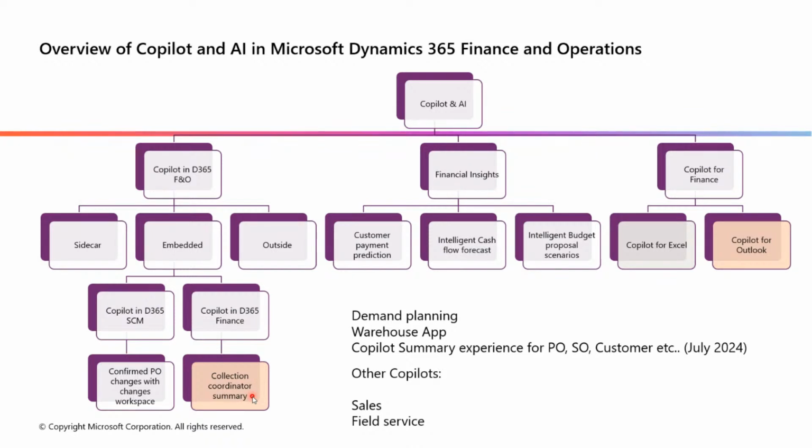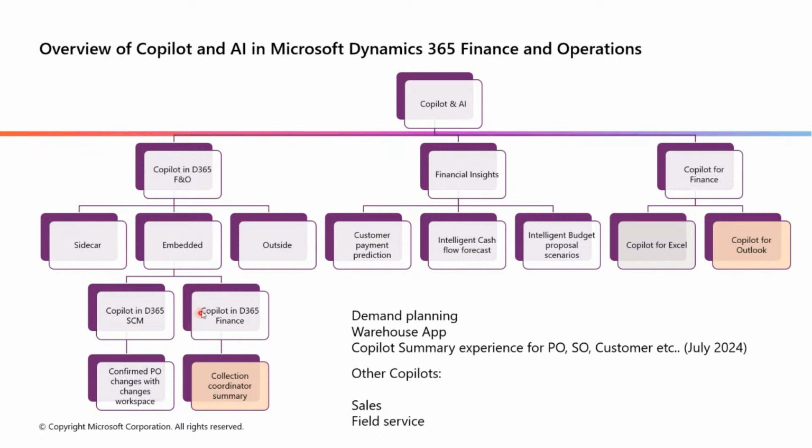Apart from that, there are more features which are planned by Microsoft. There was a tech talk last week where multiple Copilot summary features were mentioned, similar summary features on a purchase order, on a sales order, on a customer, etc. And it will possibly be available in July 2024. Apart from that, there are some other Copilot-related features within finance and operations, like demand planning and the warehouse app, where we have the Copilot capabilities. All these features you can categorize into the embedded features within finance and operations.